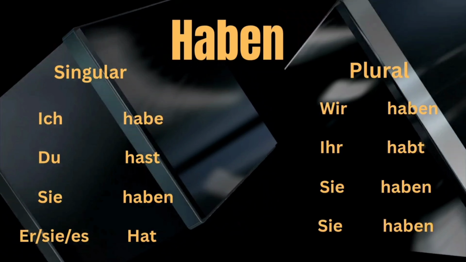Wir haben, ihr habt, Sie haben. This is how we will be conjugating all the verbs in future. This is important to make your learning easier. Please learn the conjugations as they are.